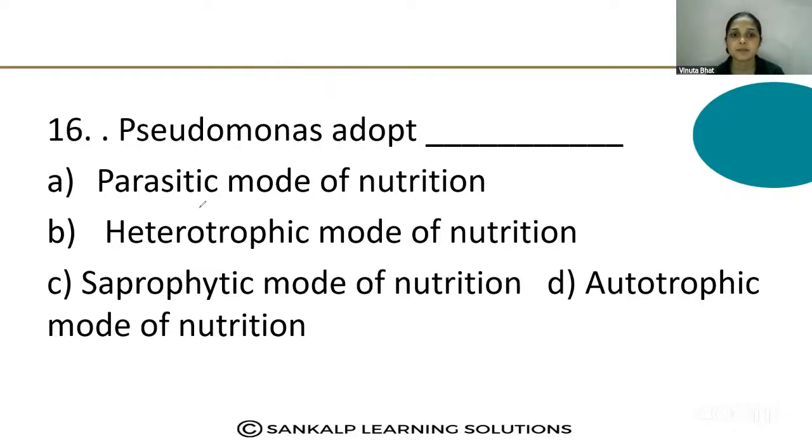Pseudomonas, so that is not showing the parasitic mode of nutrition. So here, Pseudomonas shows the heterotrophic mode of nutrition. What is the meaning of heterotrophic mode of nutrition? It obtains food from other organisms, as it is not able to produce its own nutrition. So that is called the heterotrophic mode of nutrition.